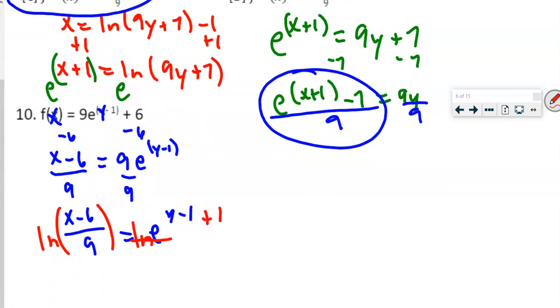So we're going to have to add 1 to both sides. So this is going to be ln of x minus 6 over 9 plus 1. That's going to be equal to our y. So that's number 10.